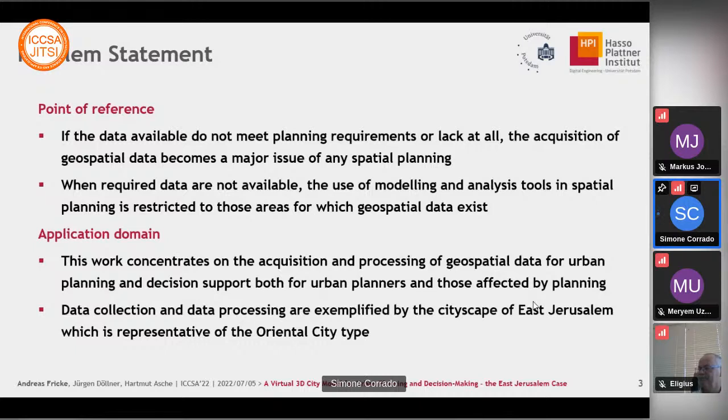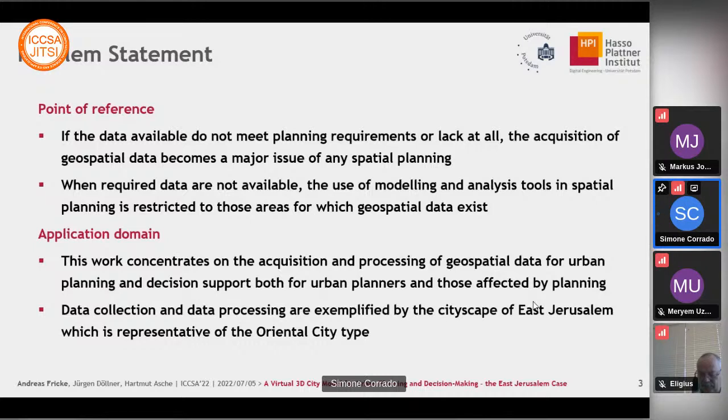The application domain, as I mentioned, is that we use this data collection to build a virtual 3D city model for the entire area of East Jerusalem. You will see that in the pictures later, roughly 190 square kilometers, so a larger area. East Jerusalem represents the city type of an oriental city, and therefore it's also quite difficult to map this kind of city.